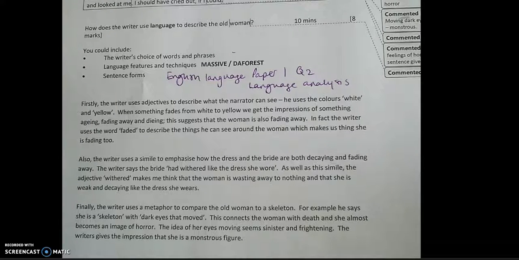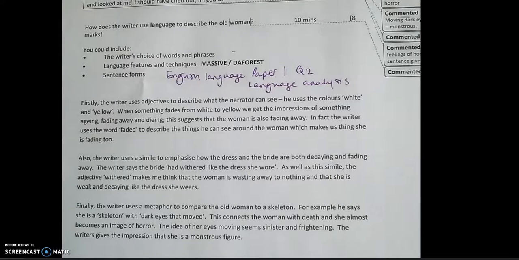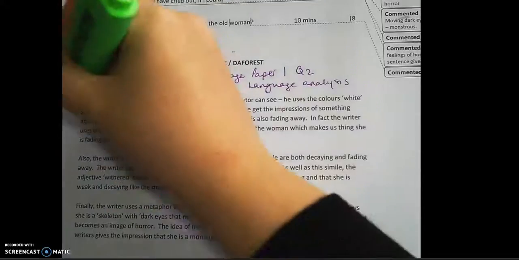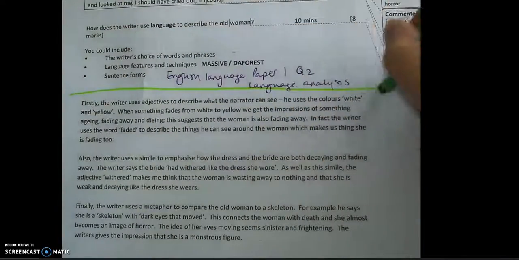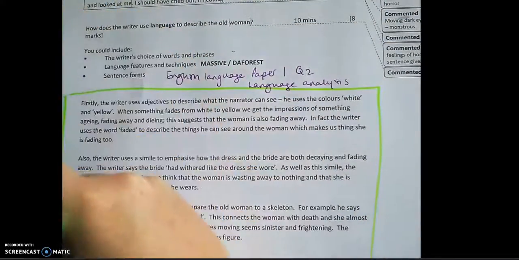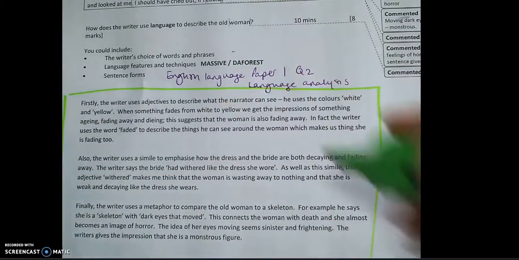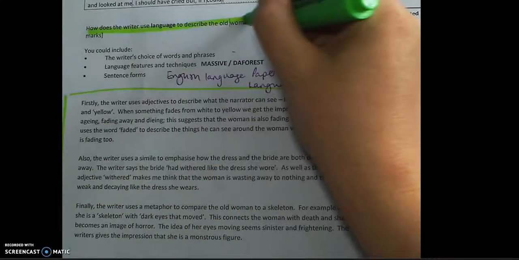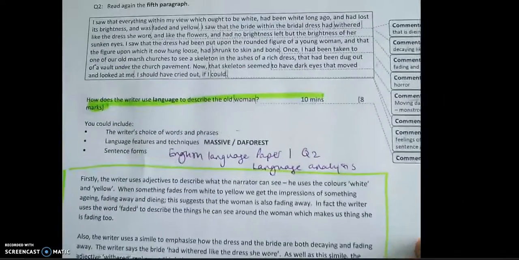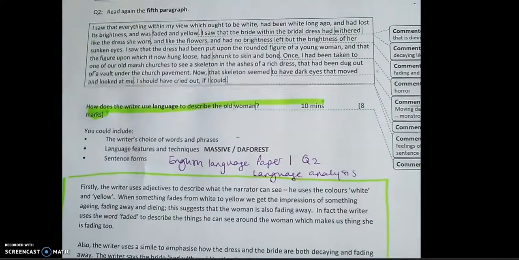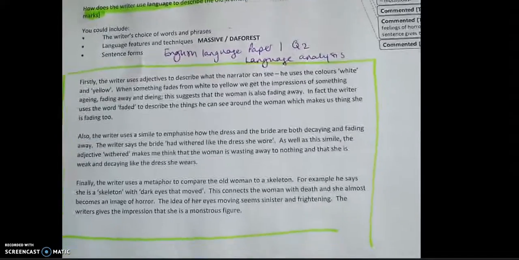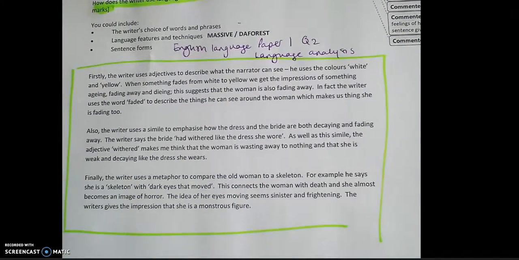Okay, this is part 3 of the English Language Paper 1 Question 2 revision videos. And so this one is the question on language analysis. What I want to do in this video is just talk you through the answer that I wrote in the last video in response to the question, how does the writer use language to describe the old woman in their Great Expectations extract there. So you will have watched that video and seen me write up my answer.